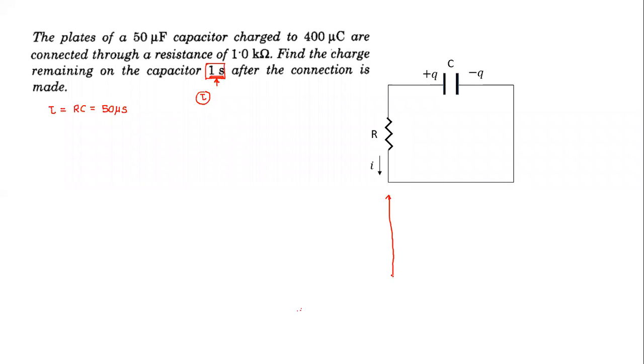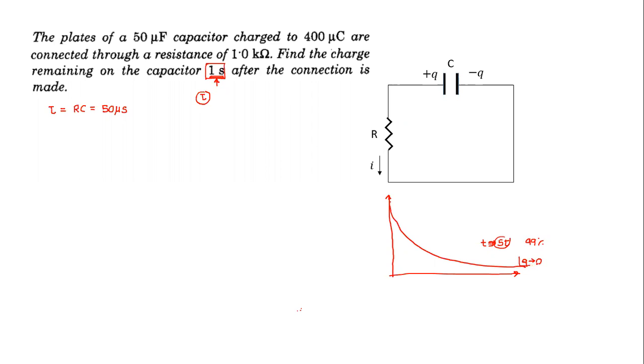After several time constants, in case of charging, it is close to full charge; in case of discharging, it is close to 0. Yes, discharging. In case of charging, at time t equal to almost 5 time constants, it requires 99% charge. In case of discharging also, when the time is equal to several time constants, the charge will approach 0 value.